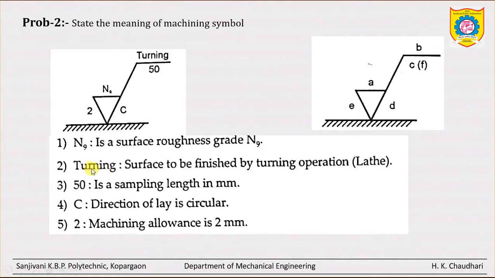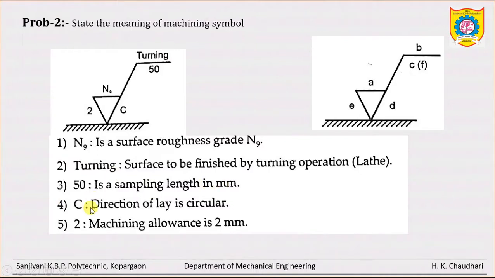Okay, another, at the position of B, turning, surface to be finished by turning operation, and we know the turning operation is to be performed on a lathe machine. So you can explain it in your own language. Then another value C is given here, 50. So 50 is the sampling length in mm.